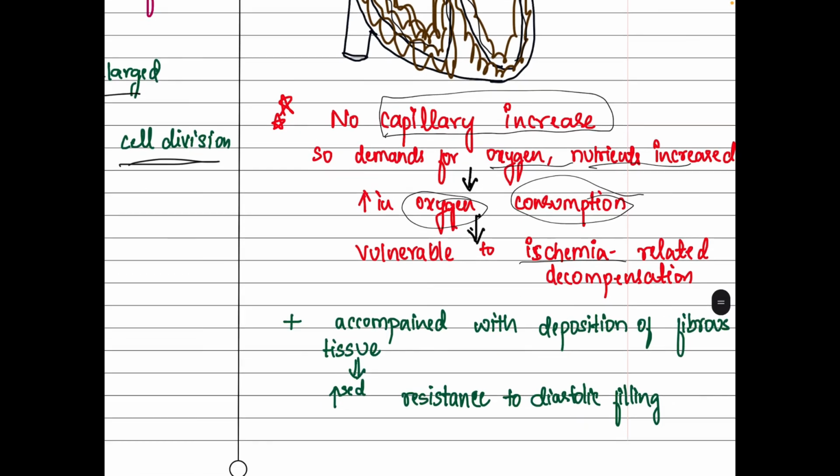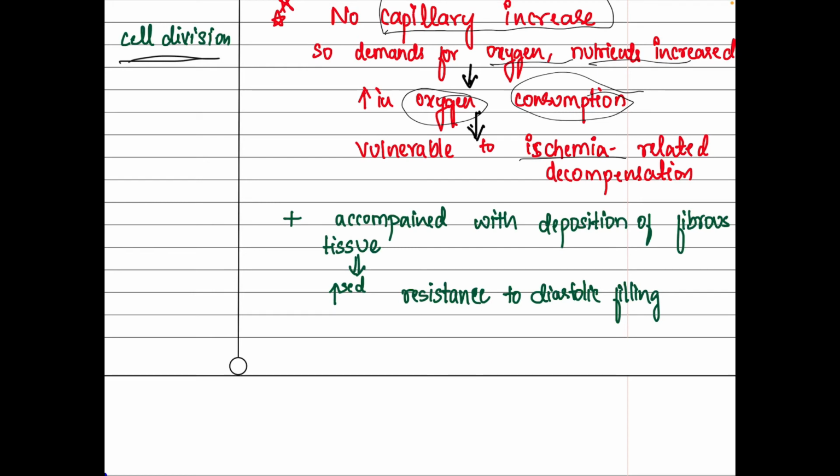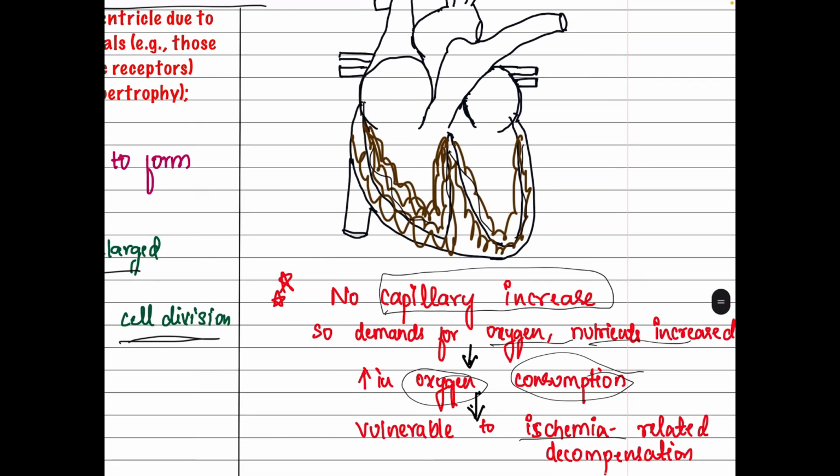And the other mechanism of hypertrophy is that it is also accompanied by deposition of fibrous tissue. This also leads to an increase in resistance during diastolic filling. Due to the increase in size of the myocardial cells and due to fibrosis of the ventricular cells, the end diastolic volume filling will be decreased.